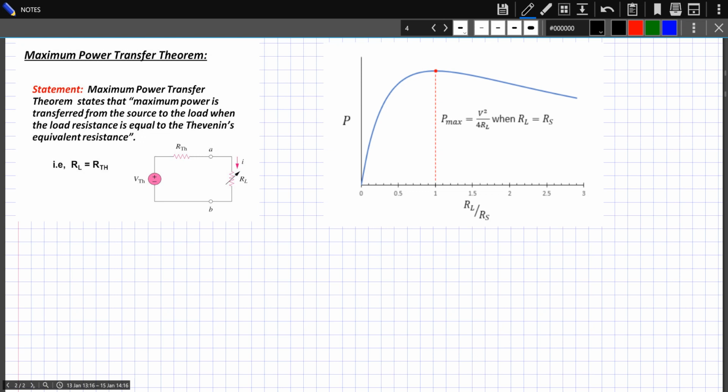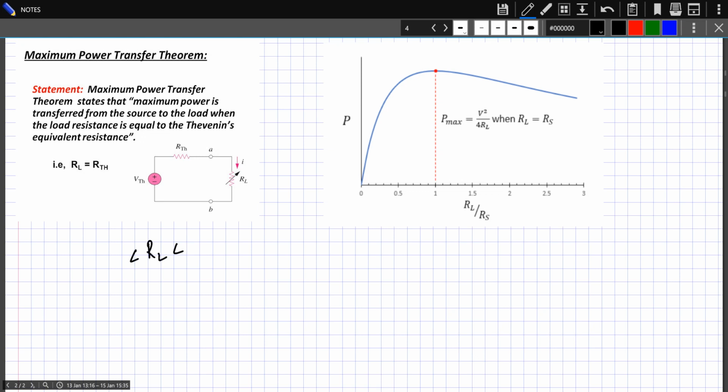Let's start with the maximum power transfer theorem statement. It states that the maximum power is transferred from source to the load. That means the power consumed by the load is maximum only when the load resistance is equal to the source resistance. And by source resistance, I mean the Thevenin's resistance, where the source is modeled in its Thevenin's equivalent. Now let's do a small experiment.